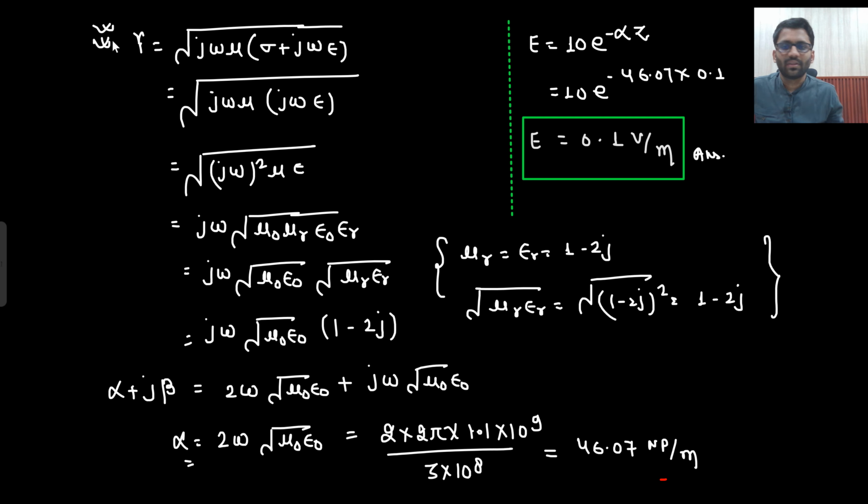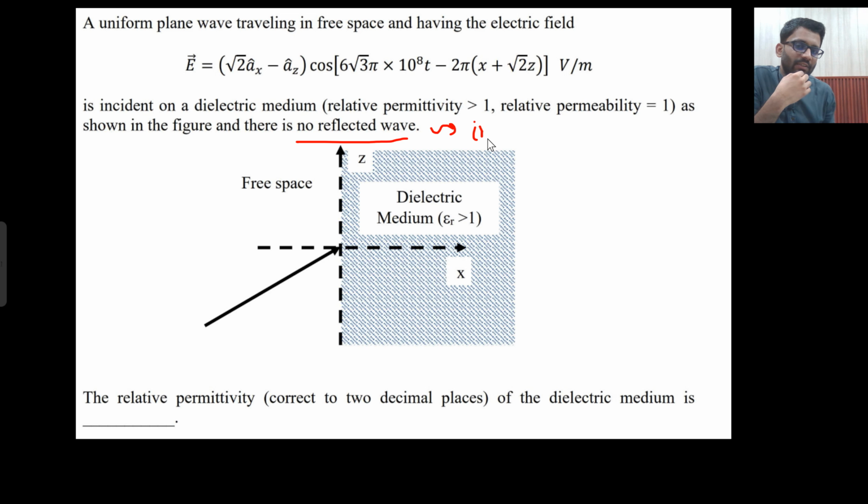Let's see this question. What do we need to find? The wave is incident on a dielectric medium as shown in the figure, and there is no reflected wave. Since there is no reflected wave, what did you understand by this statement? No reflected wave means the incident angle is equal to the Brewster angle, right?